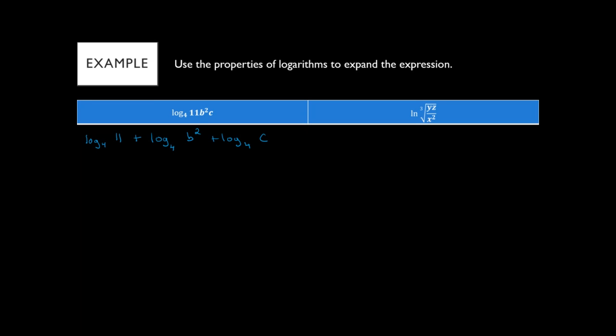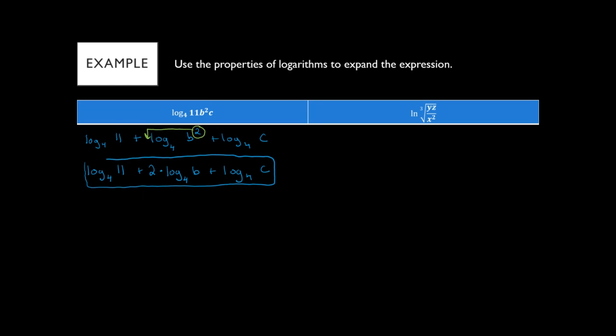The next step is we need to take any exponents and put them down in front, and that's using the power property. There's only one thing that has an exponent, so that's the only thing that's going to be changed. So we have log base 4 of 11 plus 2 times log base 4 of b plus log base 4 of c. And that's your last step. Once you've done that, you have expanded it out. You can see how it got bigger. So our first step was the product property, and then we used the power property. We took something very small and we made it bigger.